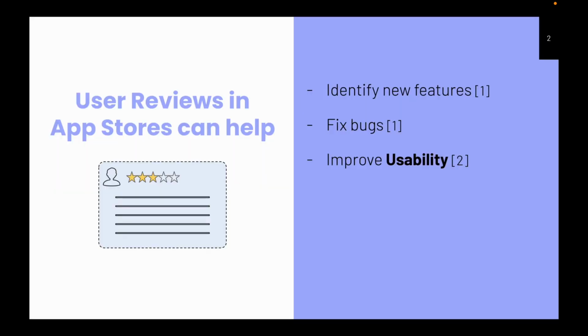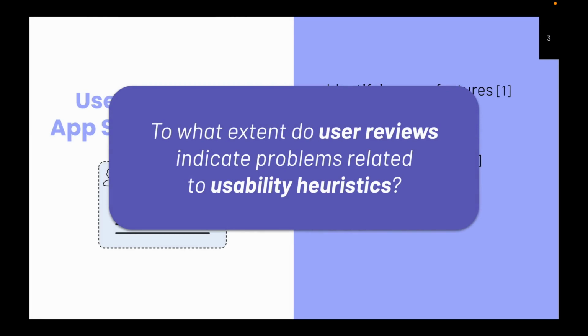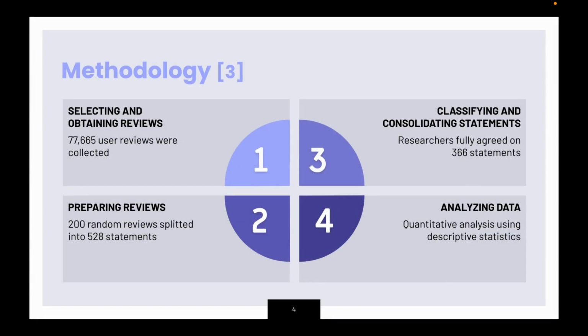User reviews can help identify new features, fix bugs, and improve usability. The question is, to what extent do user reviews indicate problems related to usability heuristics? To do this, we applied a methodology consisting of 4 sequential steps, in which the researchers classified 528 statements.